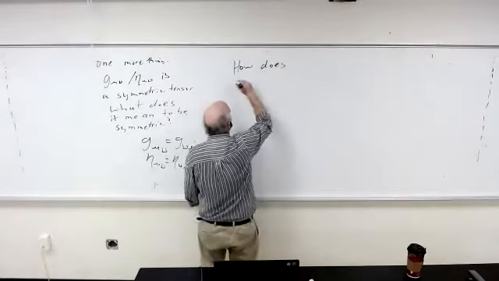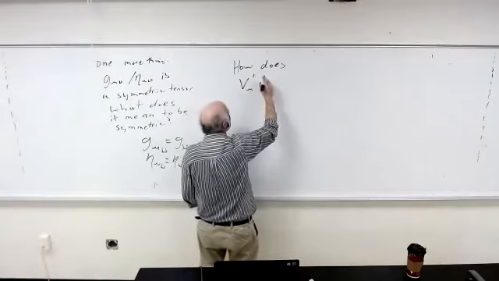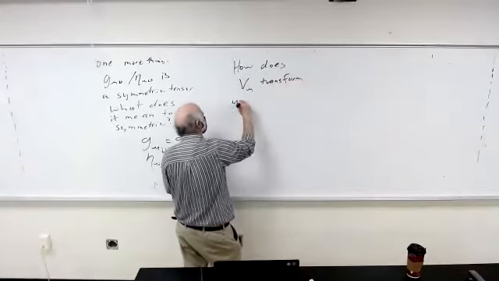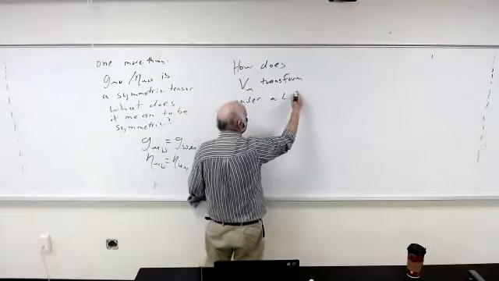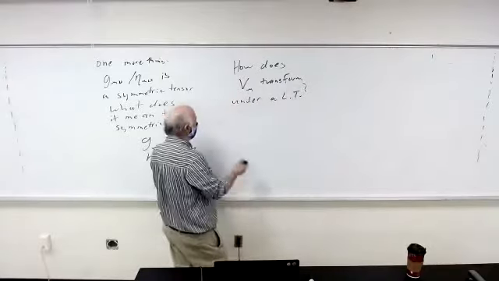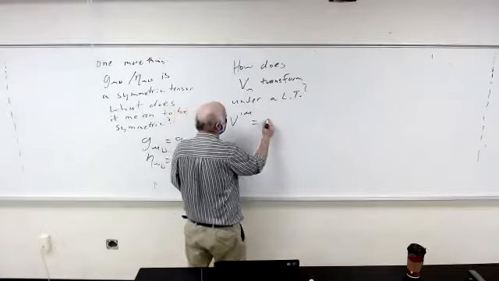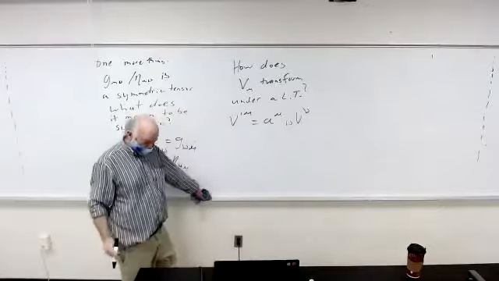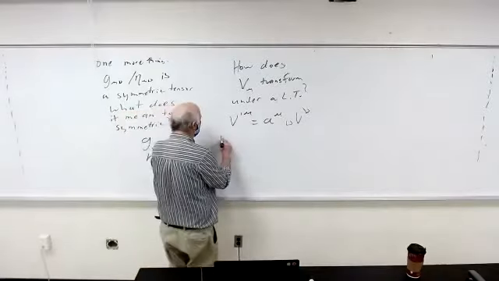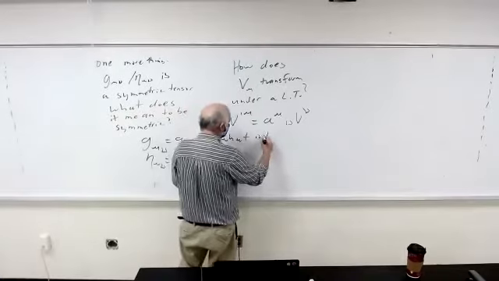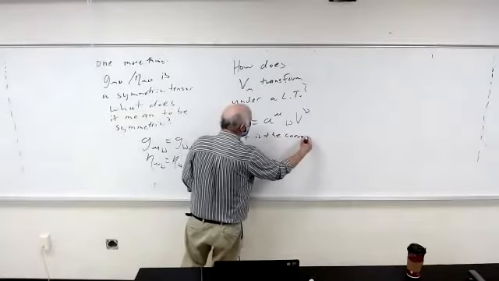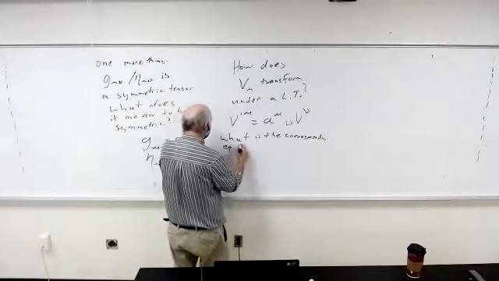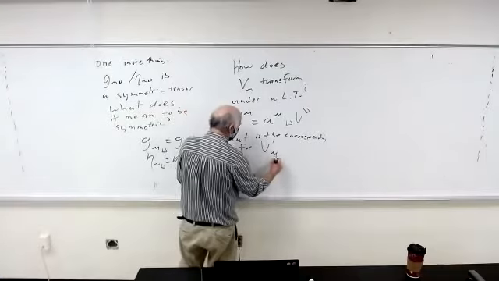How does V mu prime, how does V mu transform under a Lorentz transformation? So in other words, we have this. That's how the contravariant vector transforms. The question is, what is the corresponding equation for V prime mu?